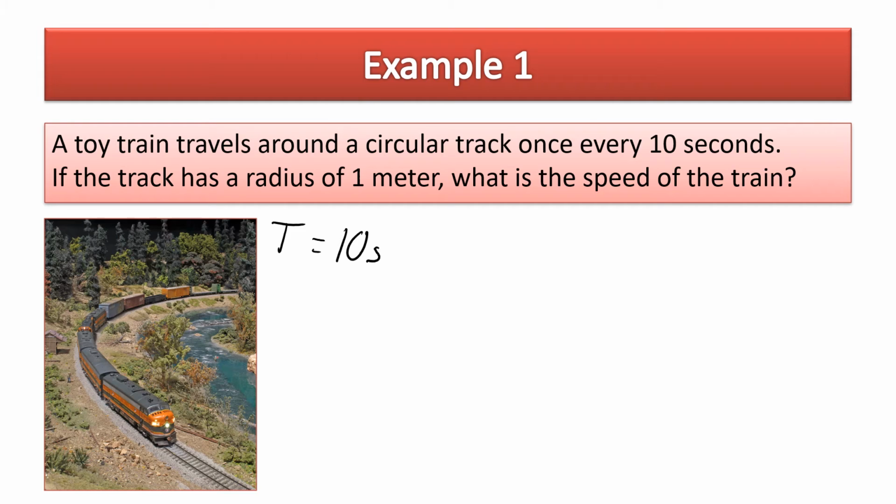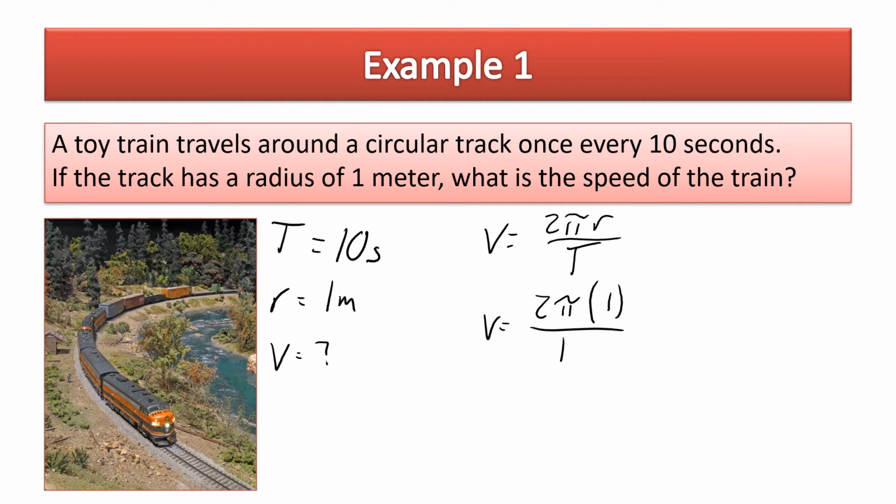So that's the period. And the track has a radius of 1 meter. It says, what is the speed of the train? So the speed, or the tangential velocity, is what we're looking for. So you could do v is equal to 2 pi r over the period. The velocity is equal to 2 pi times 1 divided by 10.